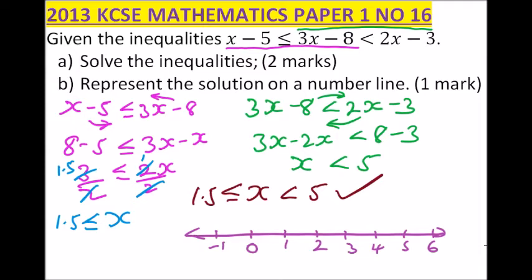So x can be 1.5. So what we do is we mark 1.5. It is inclusive, so you shade a small circle there, and x cannot be 5, it is less than 5, so it's not exactly 5. So you use an unshaded circle, and this is the range. This is how you represent that on a number line. So that is correct, and you get yourself 1 mark, the total of 3.